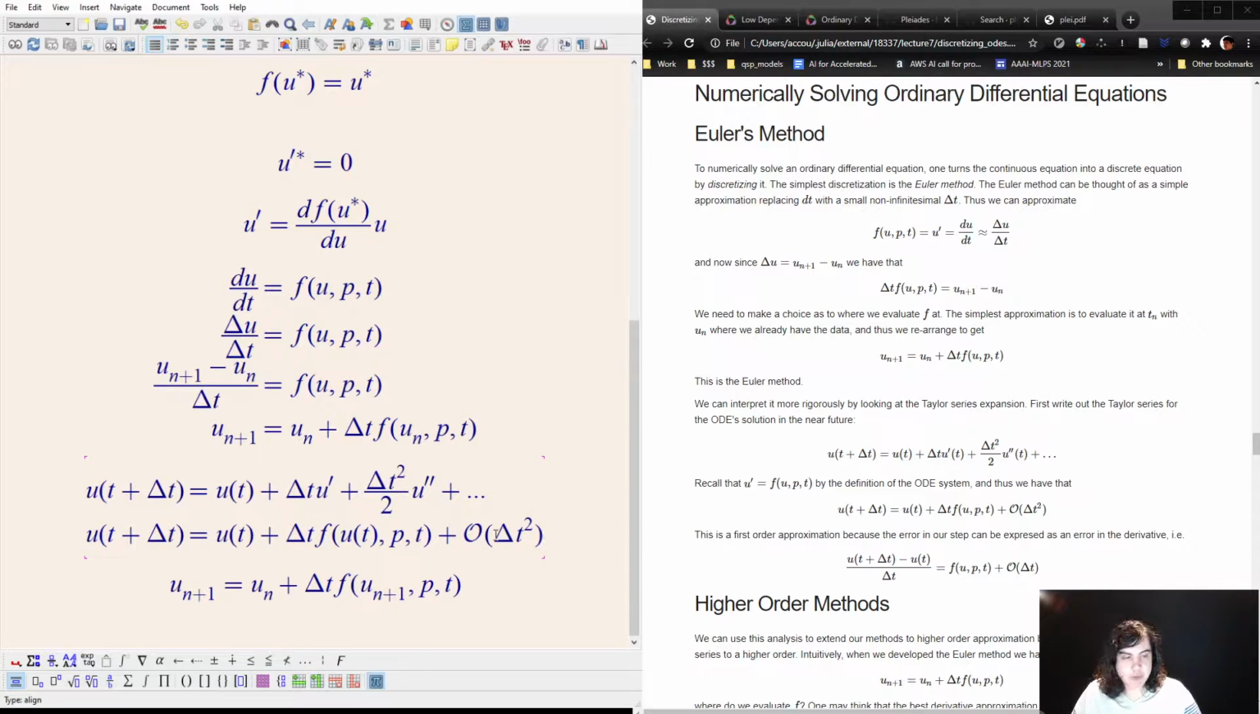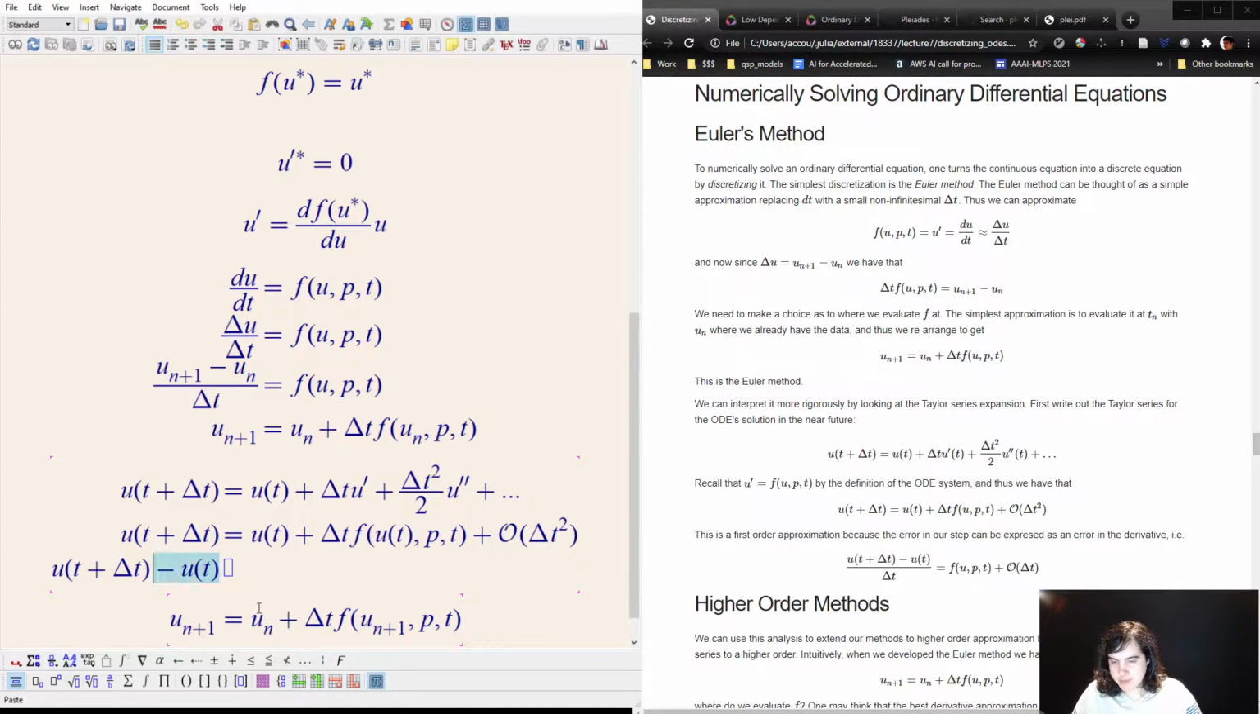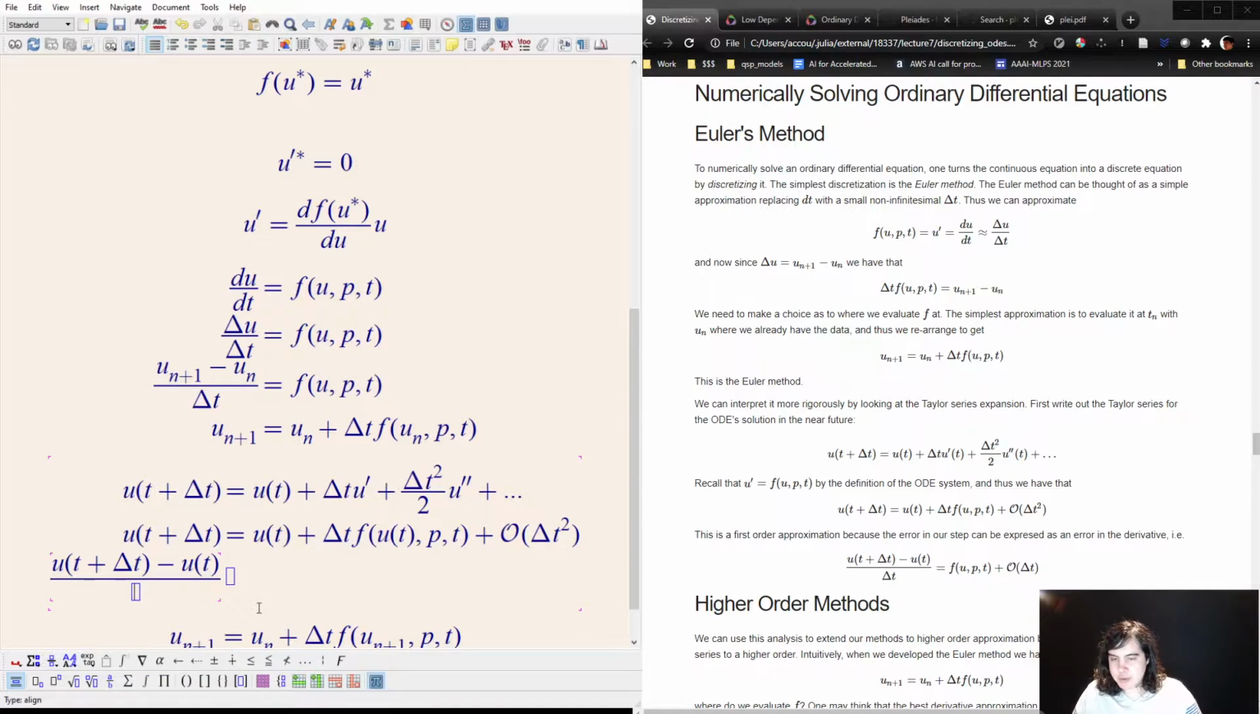Now, if we want to figure out what the order of the approximation is, we want to take this term minus this term, and then we divide by delta t, right? We divide by this delta t term, and so what we have left over is, how correct are we calculating the derivative? Well, the derivative is about f of u_n plus O of delta t, right? Not delta t squared because we divide by delta t.